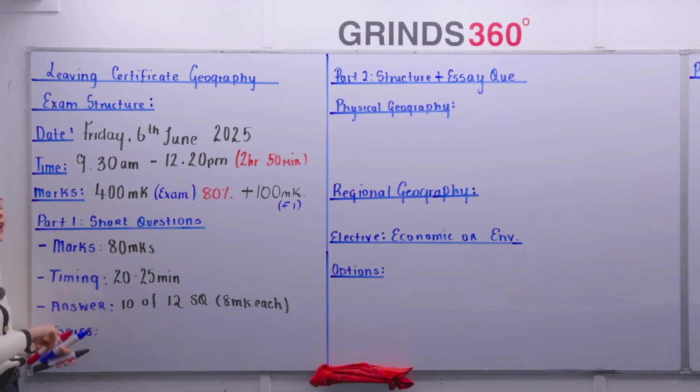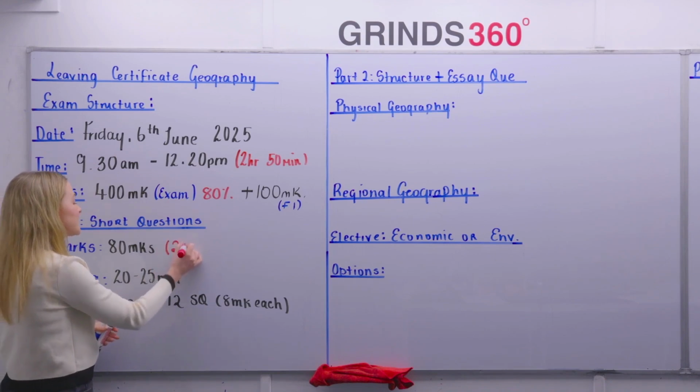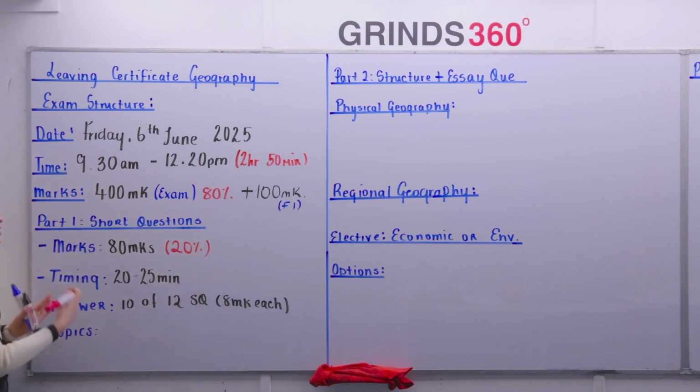Now, part number 1, as I said, is your short questions. Your short questions is worth 80 marks, which is 20% of that written paper. Timing wise, it's 20 to 25 minutes.